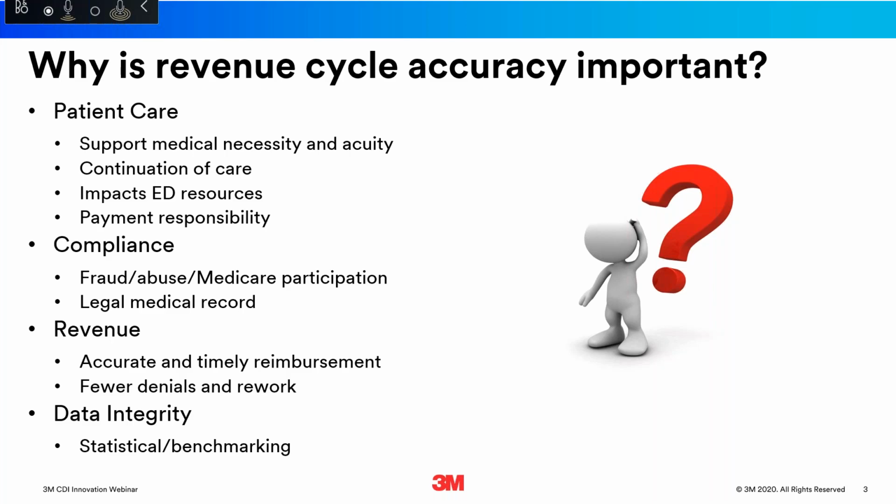And then revenue, of course. We want to make sure we're getting accurate and timely reimbursement, and we want to do it without a lot of denials and a lot of rework. So that's why the revenue portion is important.